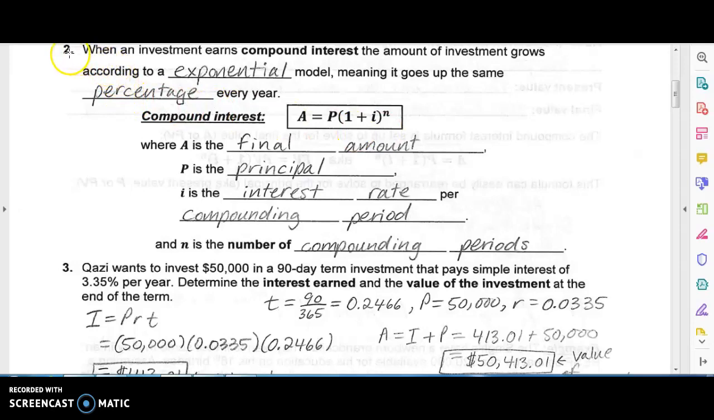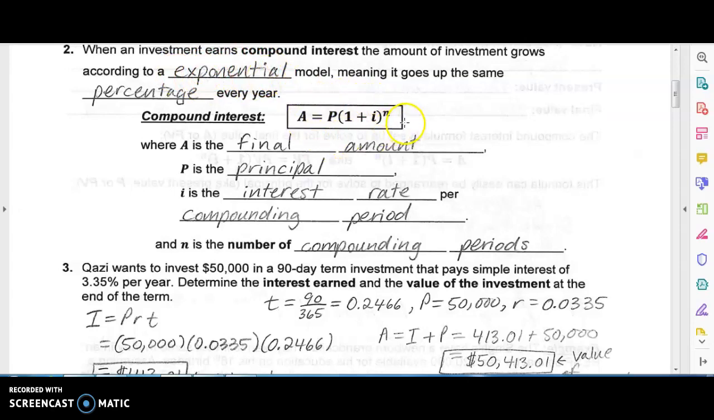If we go up here, what does it say here? When an investment earns compound interest, the amount of investment grows according to an exponential model. Okay, so meaning it goes up the same percentage every year, right? Because here, remember, for compound interest, we pay interest on interest. So if the interest is, let's say, for example, 6%, that means every year the amount of the investment or the amount of the loan will go up by 6%. And because it's going up by the same percent every year, we can say that it's going up exponentially, or according to an exponential model.